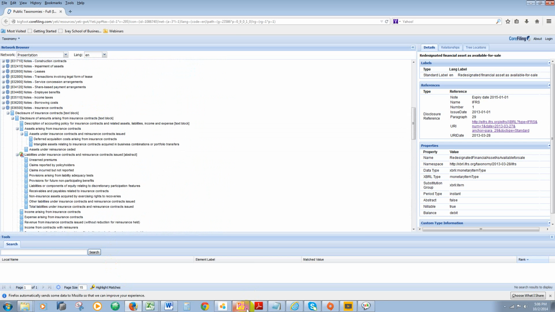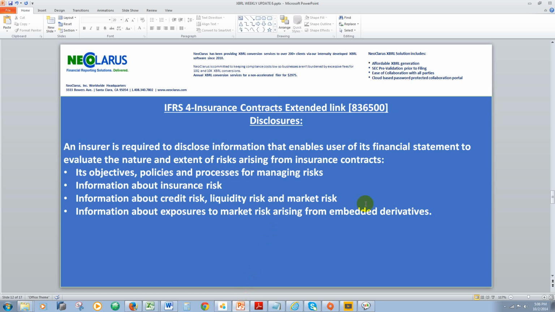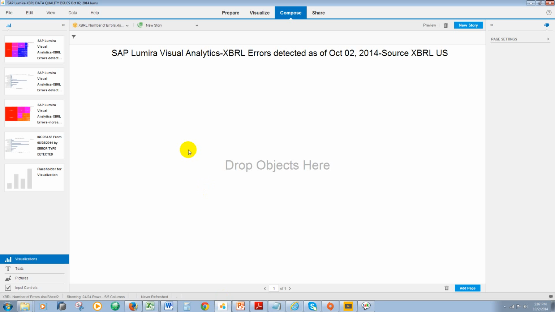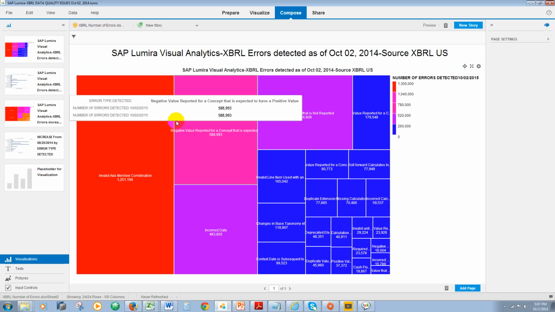So let us move on to the next topic, which deals with XBRL data quality issues as detected by XBRL US as of today. So we are looking at the SAP Lumira Visual Intelligence tool, and we will be looking at the numbers as of today, that is October 2nd 2014. So let me drag and drop one of these charts.